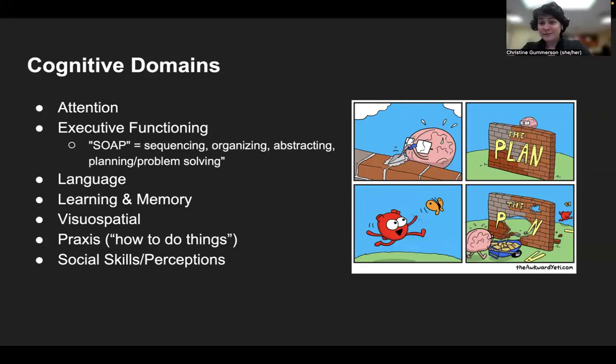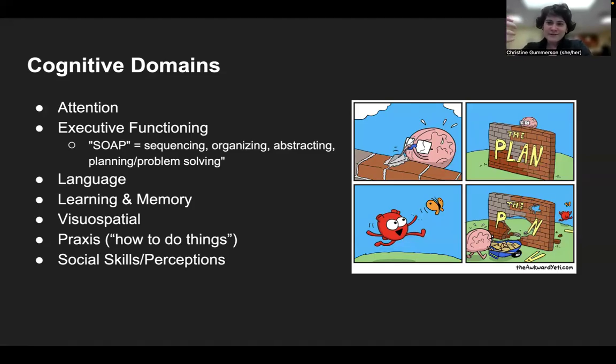We already talked a little bit about language, and you already brought up learning and memory. Oftentimes we have folks coming to us saying, I'm really having trouble remembering different parts of the day or different parts of the week, and that's causing me concern. You also brought up visuospatial processing, so that's definitely a really important domain. We talked about social skills and social perceptions, and then the last domain can be a little bit hard to conceptualize, but it's called praxis.